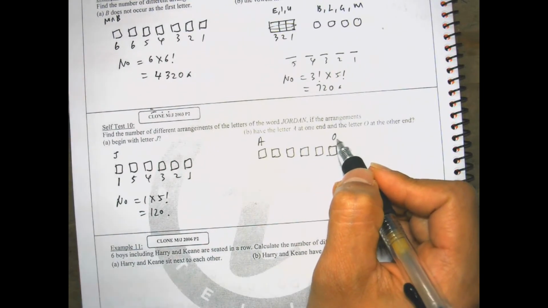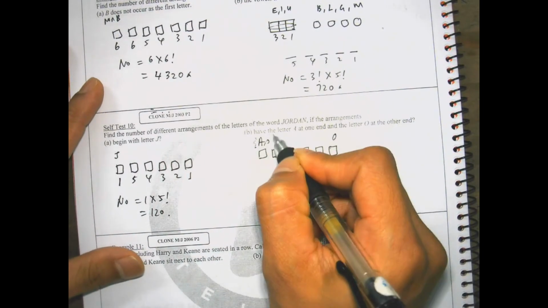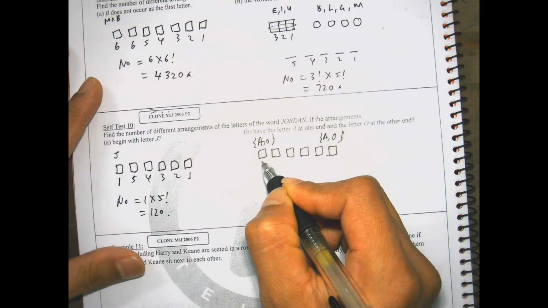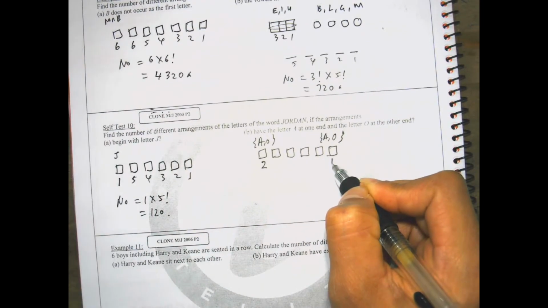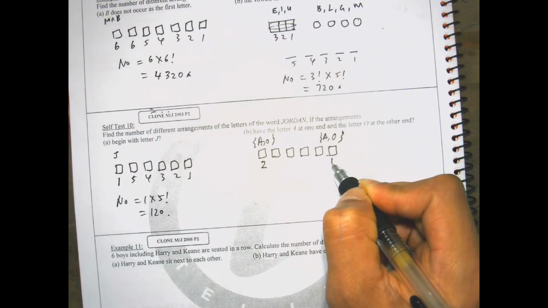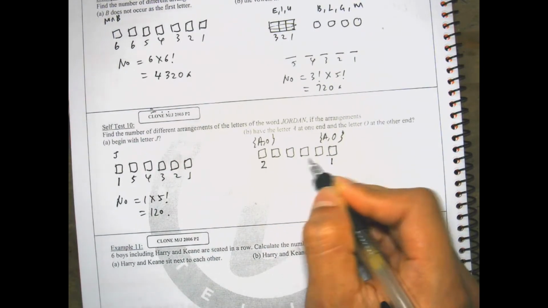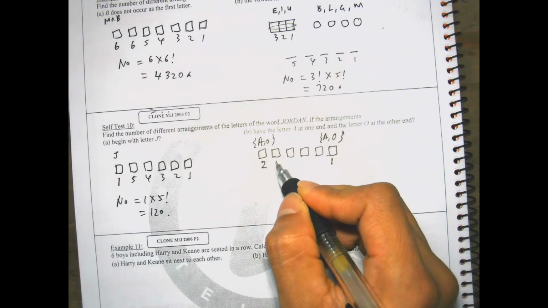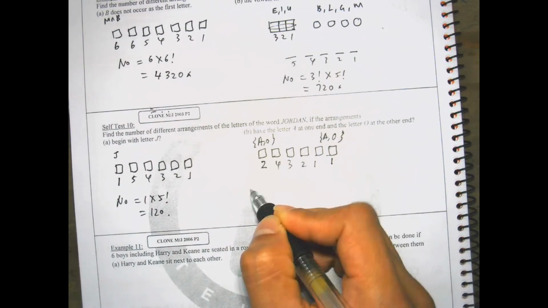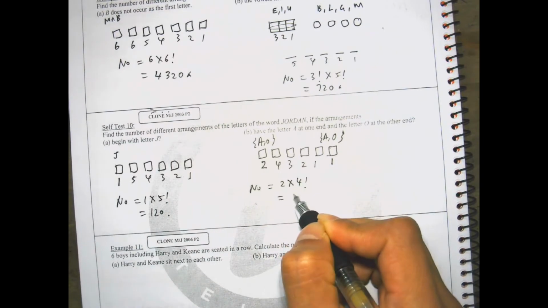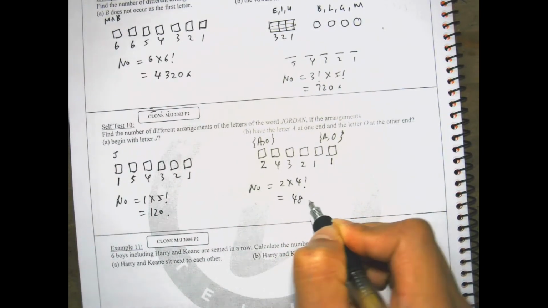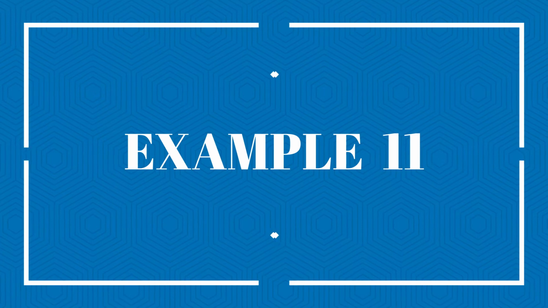Or some people write this: A O, O A. This is 2. How many ways here? 1. It reduces by 1. How about the remainder? How many more are left? 4, 3, 2, 1. So you can write this as 2 times 4 factorial. The answer is 48. Notice some of you got 96, some of you got 24.